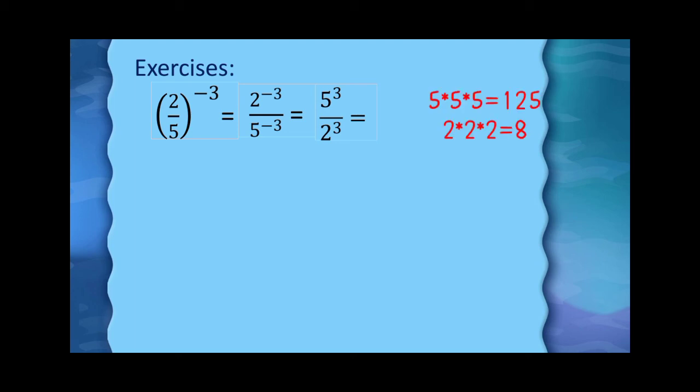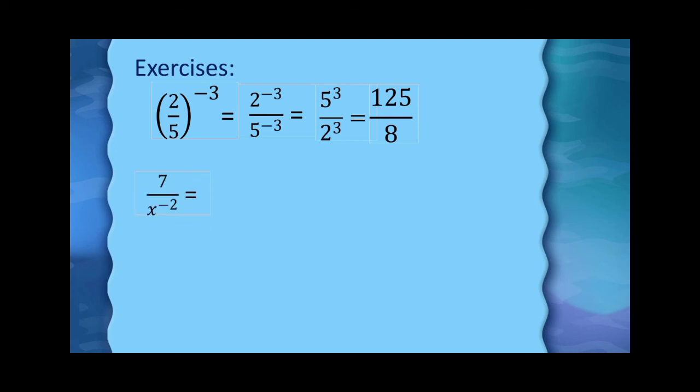We have now exercises. First is 2 over 5 raised to negative 3. So this is 2 raised to negative 3, then 5 raised to negative 3. Then, pagbaligtarin natin para maging positive ang kanilang mga exponents. So, 5 raised to positive 3 over 2 raised to positive 3. Then, of course, we are going to get the value of the powers. 5 cubed is 125, then 2 cubed is 8.